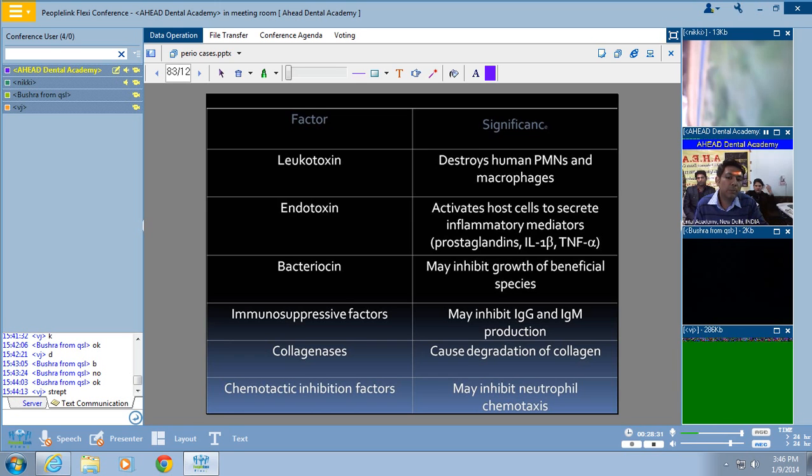And what can happen? You can have a question where three would be mentioned, and another factor which does not belong to this category will be mentioned. So you have to just eliminate that. For that, you should know all these factors, which are very important.